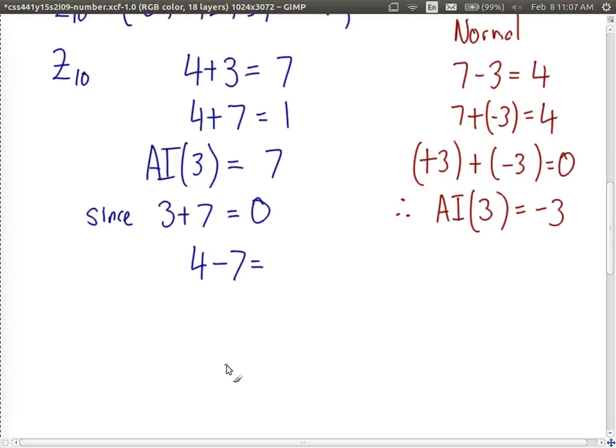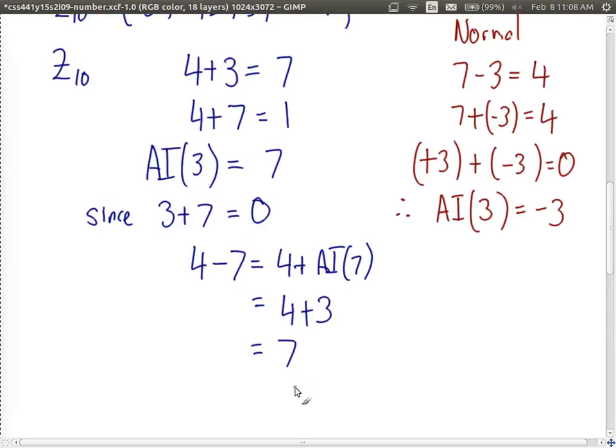What's the additive inverse of seven? What number do you add to seven to get zero? Well, actually, we just did that. Three, but it was the opposite. That is, the additive inverse of three is seven. 3 plus 7 equals 0, therefore 7 plus 3 also equals 0. So the additive inverse of 7 is 3. 4 minus 7 is 4 plus the additive inverse of 7. Subtraction is just addition, where we add the additive inverse. We know the additive inverse of 7 is 3, so it becomes 4 plus 3. And now we just have normal addition, mod 10, 7. 4 minus 7 is 7.